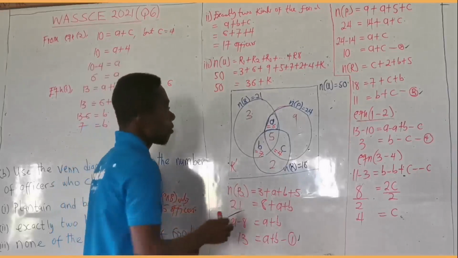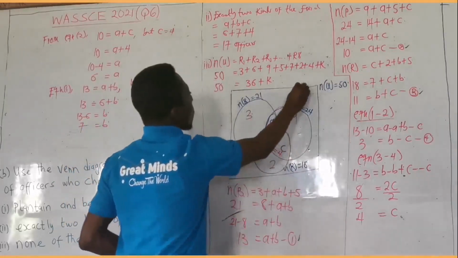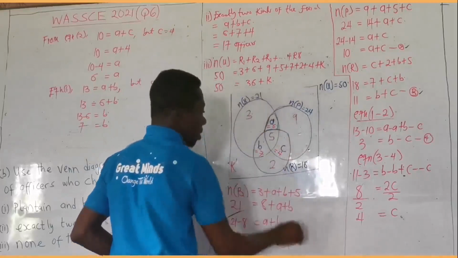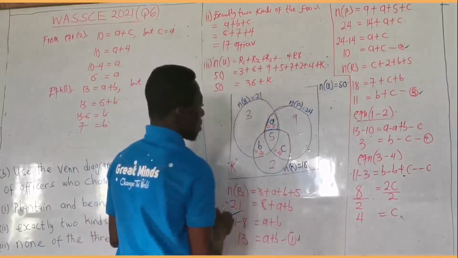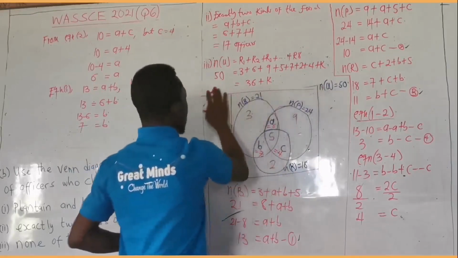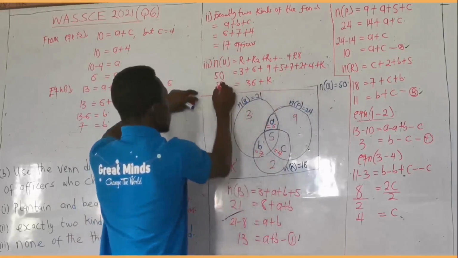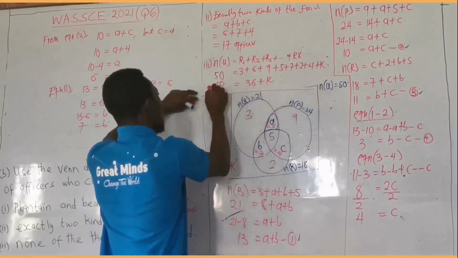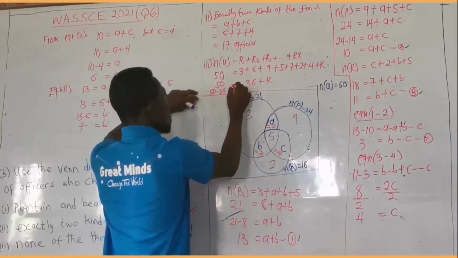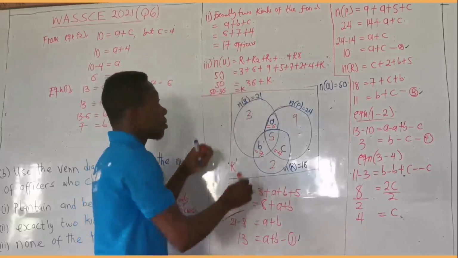So how does that make a difference? So let me clean this part and bring it down here so that you can get it right. So let me utilize this part. 50 minus 36 is equal to K. So what is 50 minus 36? I'm going to get what?